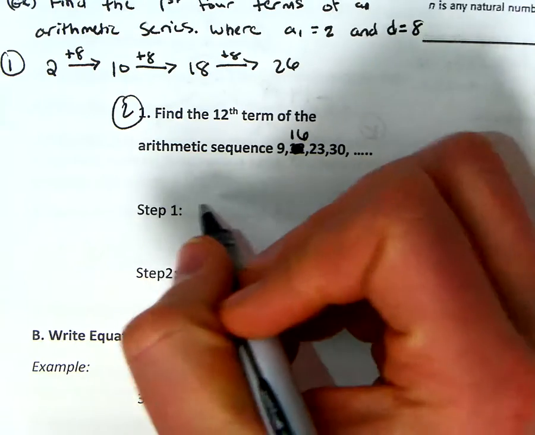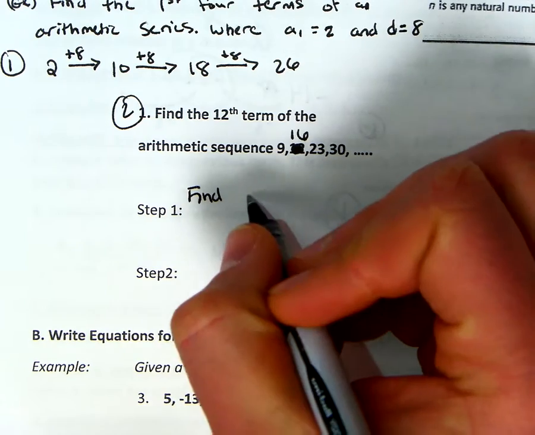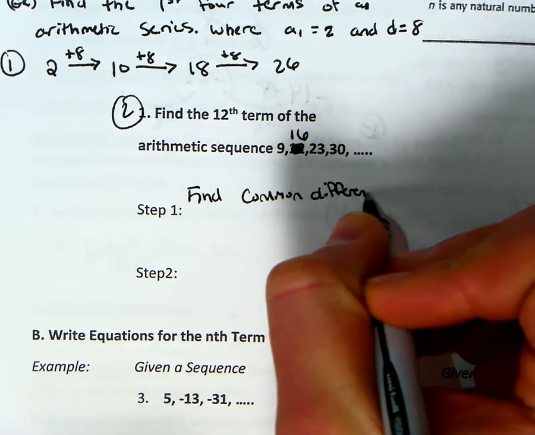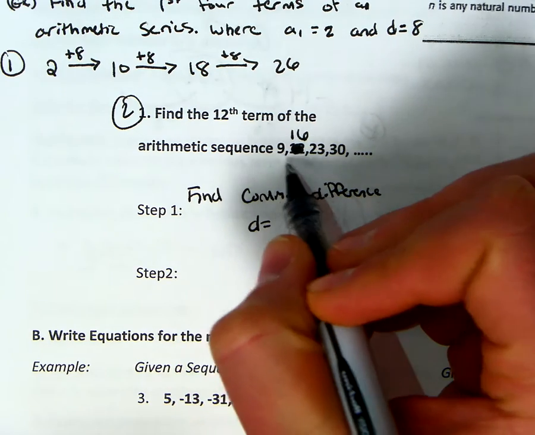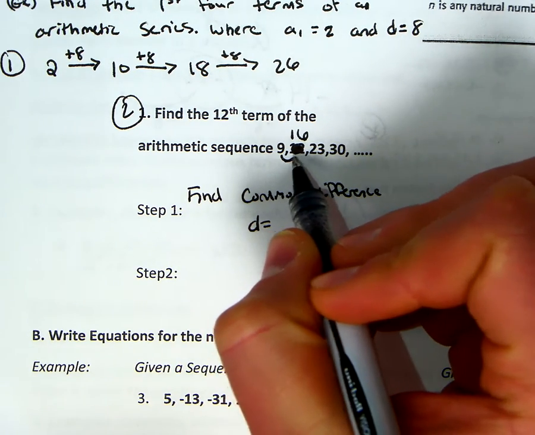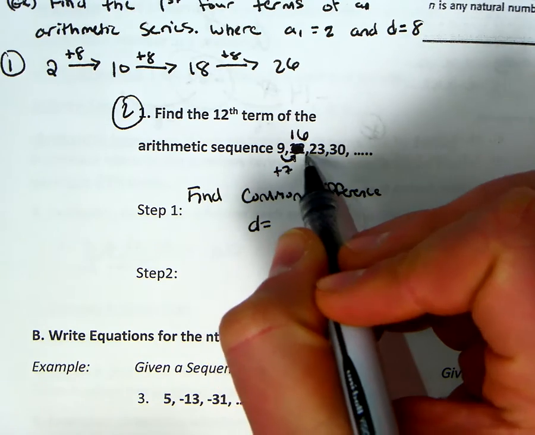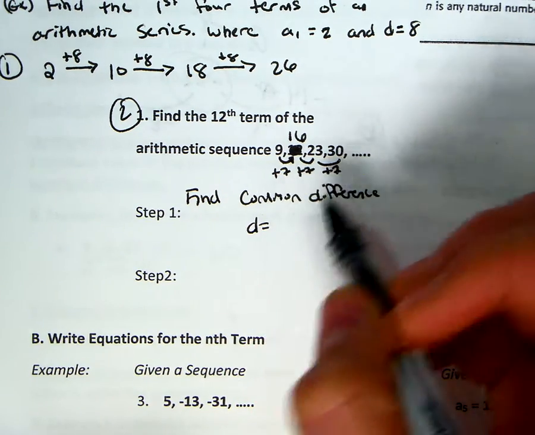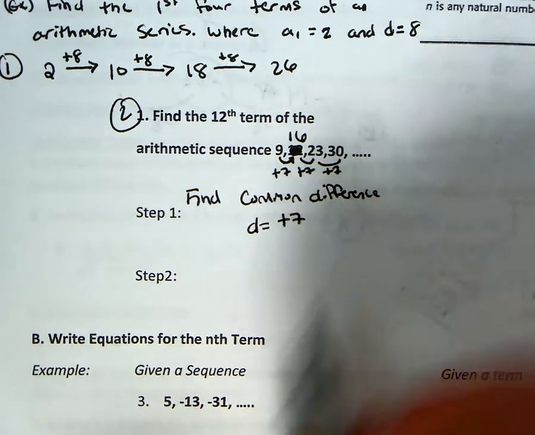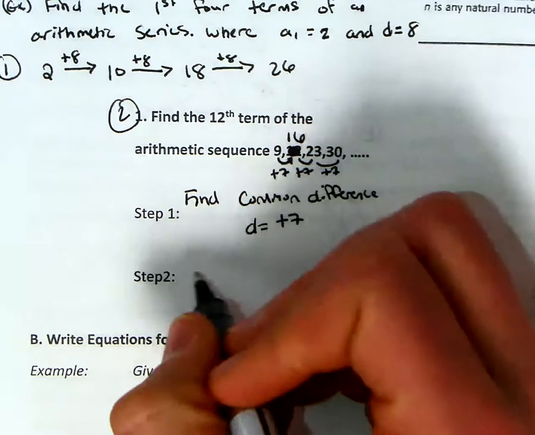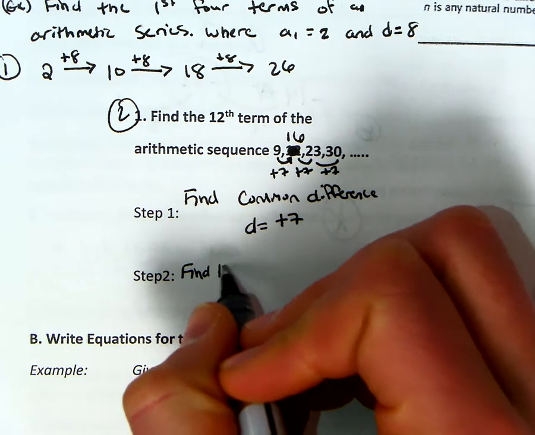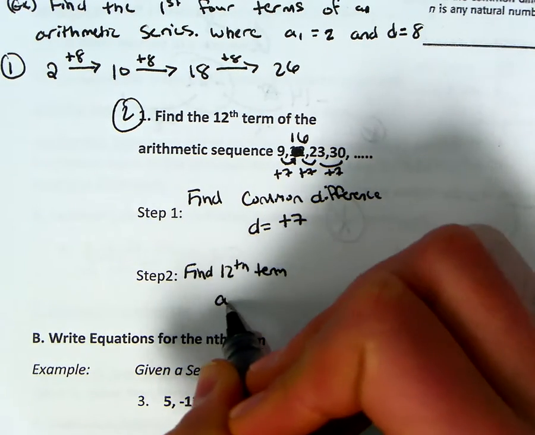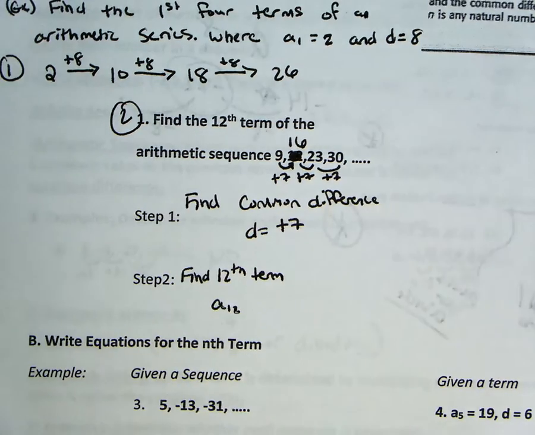Alright, so for step 1 we need to find the common difference. So D equals, and to go from 9 to 16 we add 7. 16 to 23 we add 7, and 23 to 30 we add 7. So it's a positive 7. And now step 2, we're going to actually find the 12th term. We'll call this A little 12.